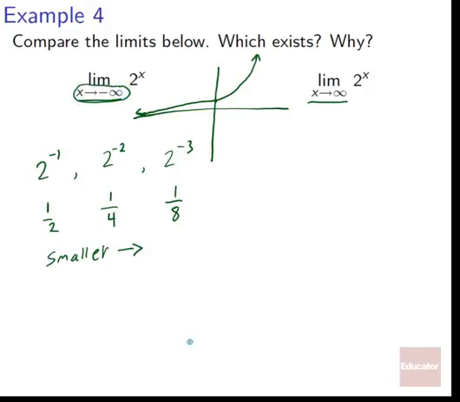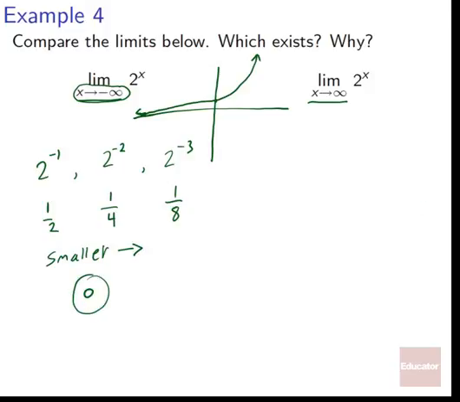So it's always going to smaller values as x goes off to negative infinity, that is, values closer and closer to zero. As 2 to the negative number becomes very large, it's going to be 1 over 2 to the very large number, which is going to make a very tiny fraction. So over the long run, it winds up getting crushed down to zero.